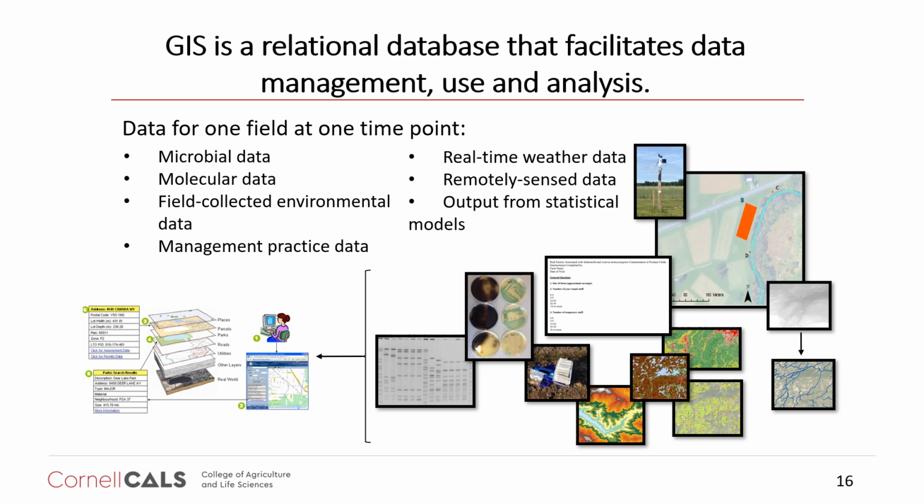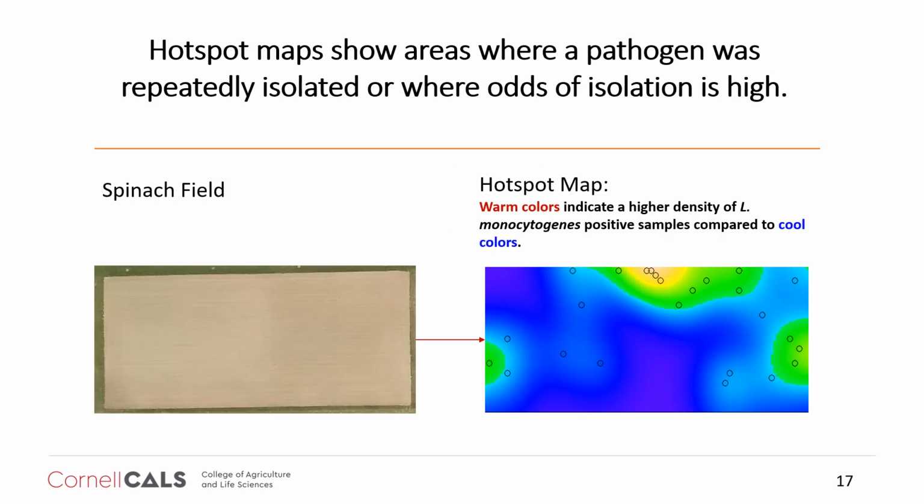In addition, we can also collect real-time data from public sources, for example, weather data and remote sensing data. We can also use outputs from statistical models as input for the GIS management system. For example, if we have a sub-model that can predict animal intrusion in specific locations, we can use that as an input for our GIS system. With relation to produce safety specifically, GIS tools can be used to generate hotspot maps that will show areas where a pathogen was repeatedly isolated or where odds of isolation are high.